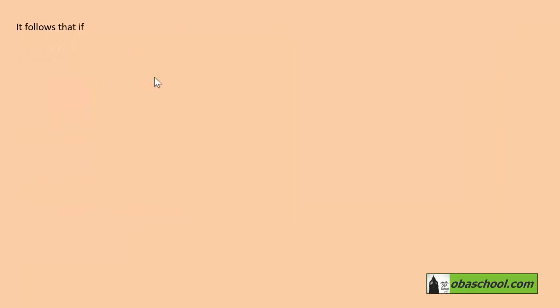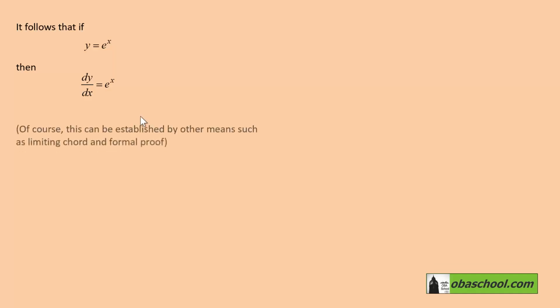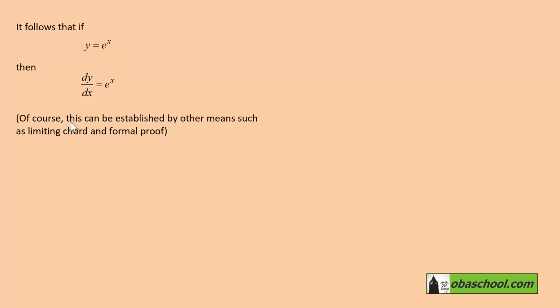It follows that if y is equal to e to the x, then the gradient function, which we know is dy dx, is also e to the x. So this function differentiates to itself. Of course, this can be established by other means, such as limiting chord and formal proof.